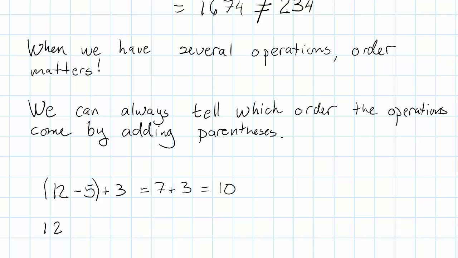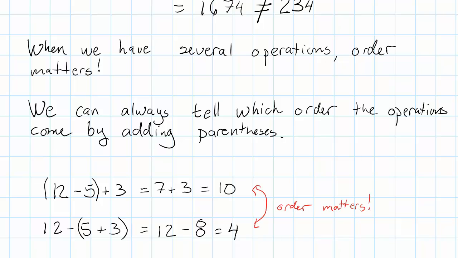If I want to do the second operation first, I can include parentheses like this. 5 plus 3 is 8. And so it works out to 4. Note, again, the order I perform these computations in matters.